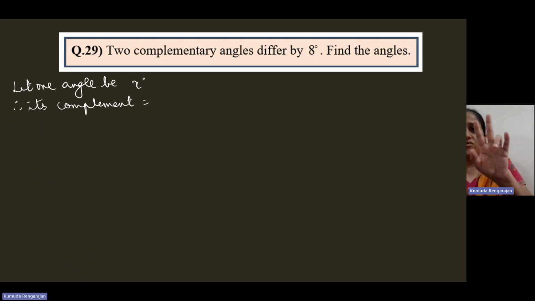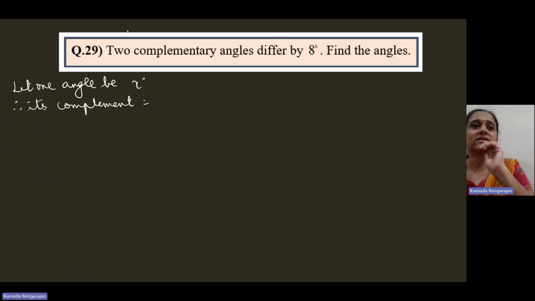See, now supposing two friends, their ages differ by 8. I give you the situation. There are two friends. Their ages differ by 8. The age of one friend is 20. What's the age of the other friend? Can be 28 also, no?